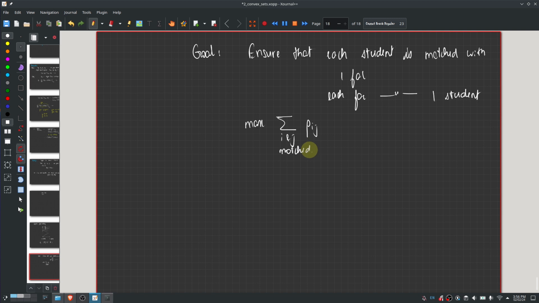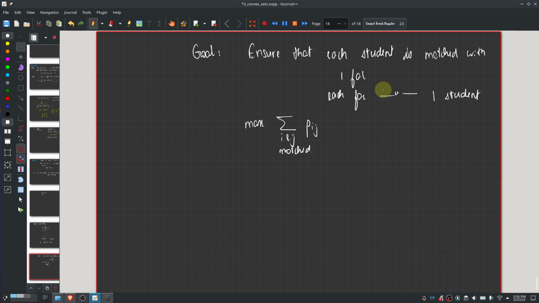How many matchings exist? N power n. So the total number of matchings I agree is n power n. But how many matchings exist such that these two constraints are satisfied? There exist n factorial many matchings, right? So this is what is called a perfect matching. There are n factorial possible perfect matchings.